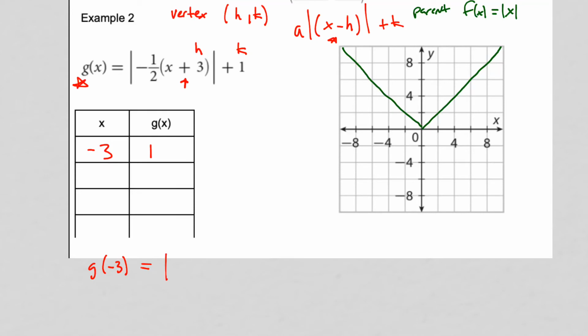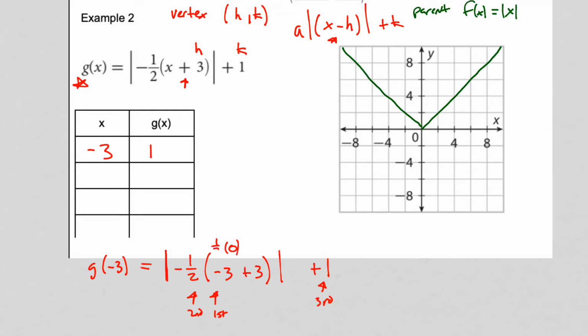So what is the absolute value of -1/2 times, I'm going to plug in -3 for x, plus 3, close the absolute value symbol, plus 1. I know some of you are just seeing this for the first time, but basically we have to solve all the stuff that's inside the parentheses, and then we move to outside the parentheses. First, second, and then this would be the third order of operations. So first off, -3 plus 3, you get 0.